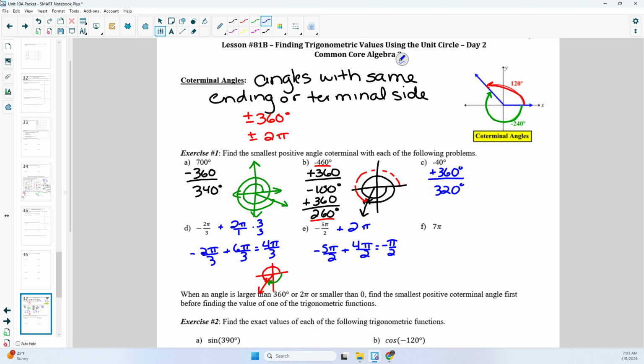And these small negative angles are usually not too much of a problem to work with, but we are going to make this positive, so I'm going to add 2 pi again. So that's 4 pi over 2, and so I get 3 pi over 2. So this angle is coterminal with 3 pi over 2.